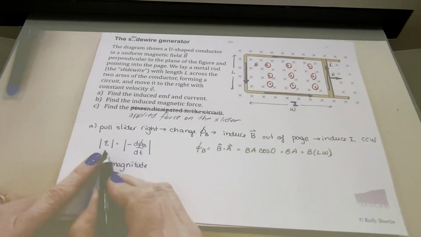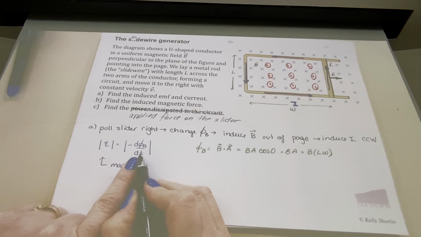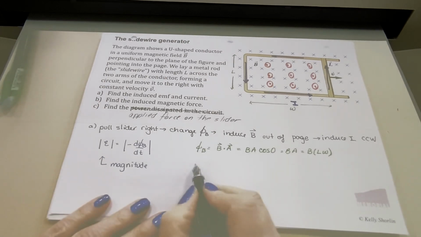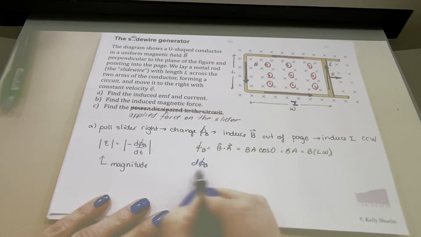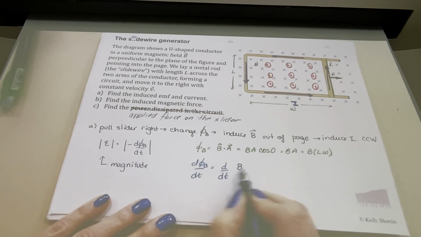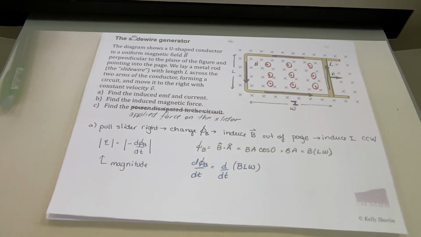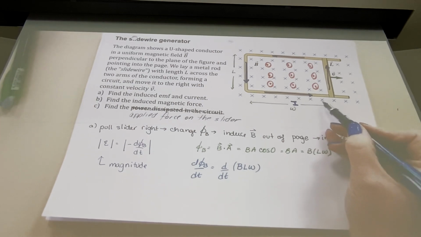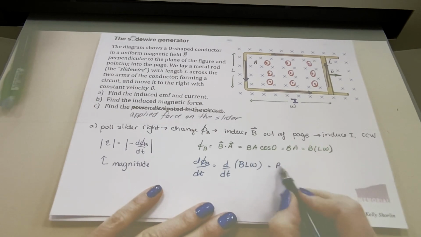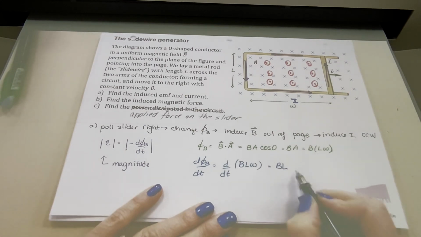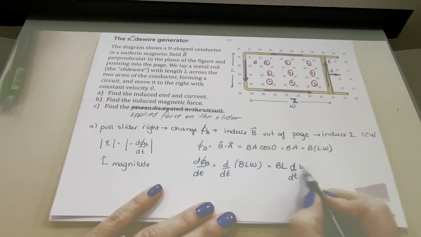For our induced potential, we know we need the derivative, d phi dt. So let's find that bit as well. So we're going to do the derivative, d by dt, of field times length times width. Let's think about what the constants are. The magnetic field doesn't change, so that's our constant field. That comes out front of the derivative. The length of this slide wire does not change. That comes out front. We're left with d by dt of this width.